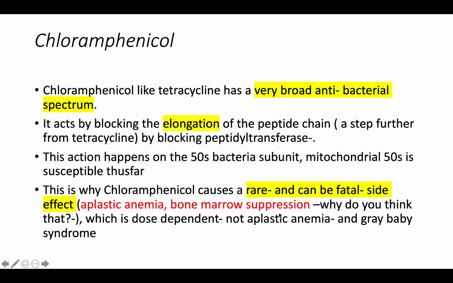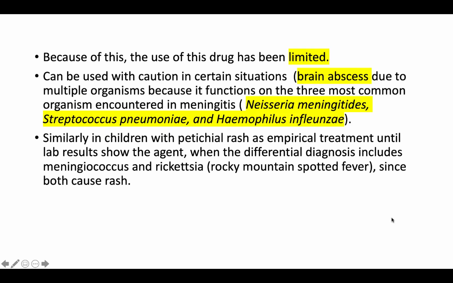And that's what they call gray baby syndrome. So because of this, the use of this drug is with caution in certain situations. مثلا زي ما حكينا brain abscess, and functions because of its function on the three most common encountered organisms زي meningitis, اللي هم Neisseria meningitis, Haemophilus influenzae, and Streptococcus pneumoniae. You can use it in very difficult cases of meningitis.